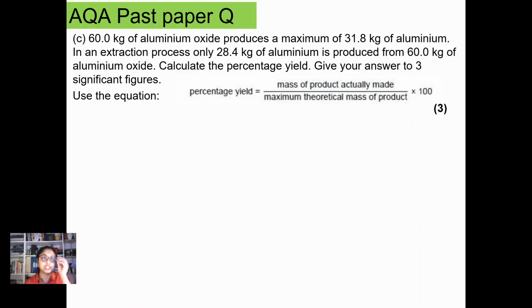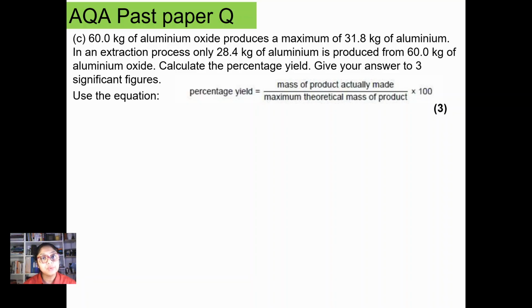Third part of the question is: 60 kilogram of aluminium oxide produces a maximum of 31.8 kilogram of aluminium. In an extraction process, only 28.4 kilogram of aluminium is produced from 60 kilogram of aluminium oxide. Calculate the percentage yield. Give your answer to 3 significant figures. Again, keeping this in mind at the end of your calculation.